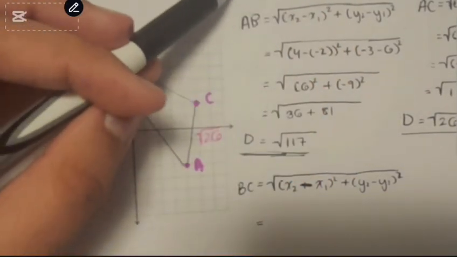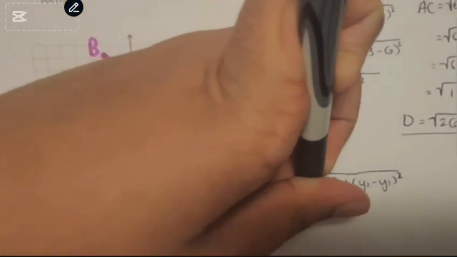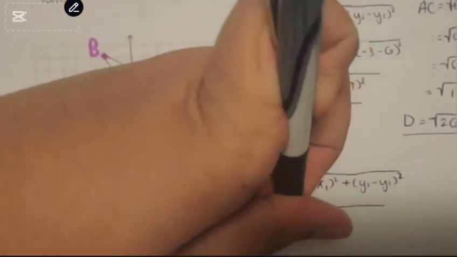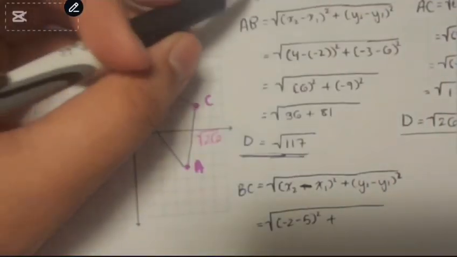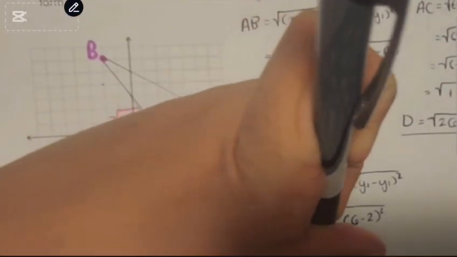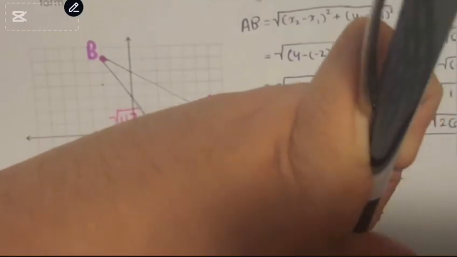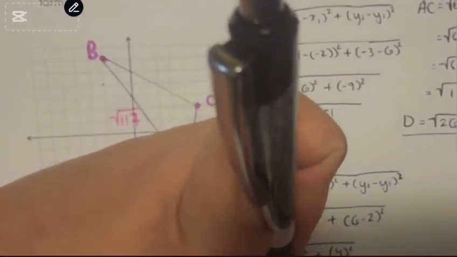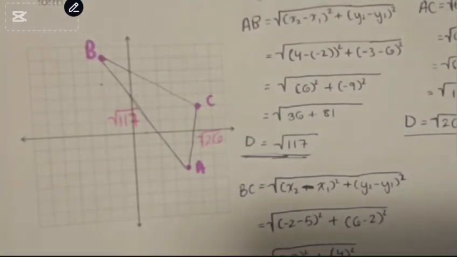Okay, so BC, right here we'll make B into our x2, y2, and C into x1, y1. So here, what we do, x2 minus x1, 2 minus minus 5, all to the power of 2, plus y2 minus y1, 6 minus 2 squared. So this will equal minus 7 squared plus 6 minus 2, which is 4 squared. And this will become 49 plus 16, and that will equal root 65.